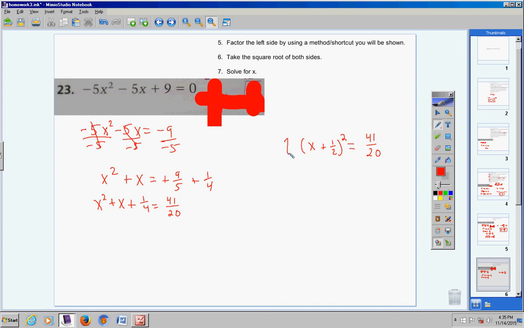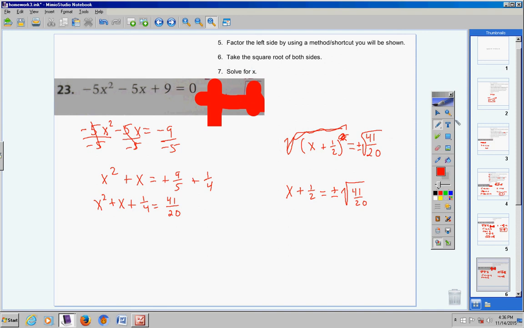So take the square root of this side, but I must also take the square root of the right side. Okay, now, whenever you take the square root of something squared, they kind of cancel out, is one way to look at it. You're left with the base, which is x positive 1/2, equals, now, do we know the square root of 41? No. Do we know the square root of 20? No. So it stays 41 over 20. Okay, and that's it. I mean, step 6 is done. Take the square root of both sides.